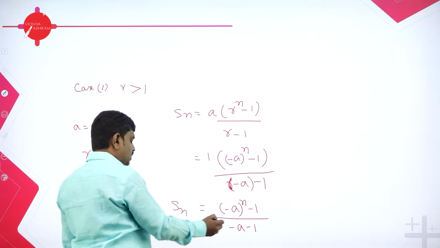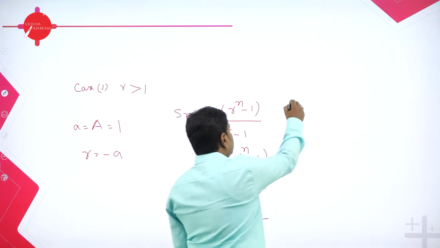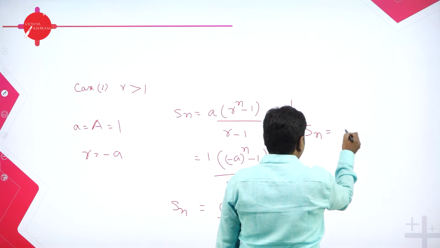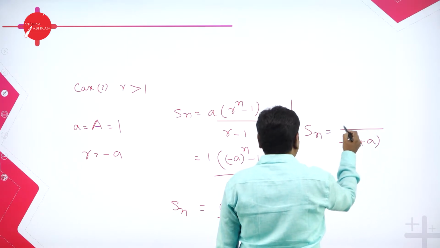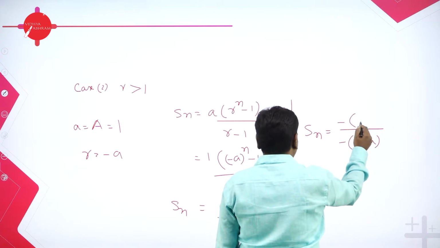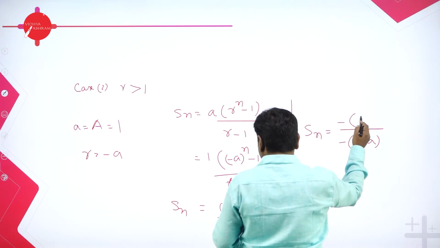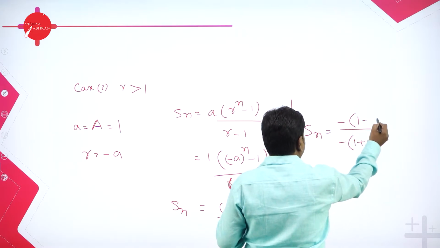Dear students, in the denominator I will take minus common. If I take minus common in the denominator, it will become minus of 1 plus a. And in the numerator also, if I take minus common, this 1 becomes positive and this will become negative.